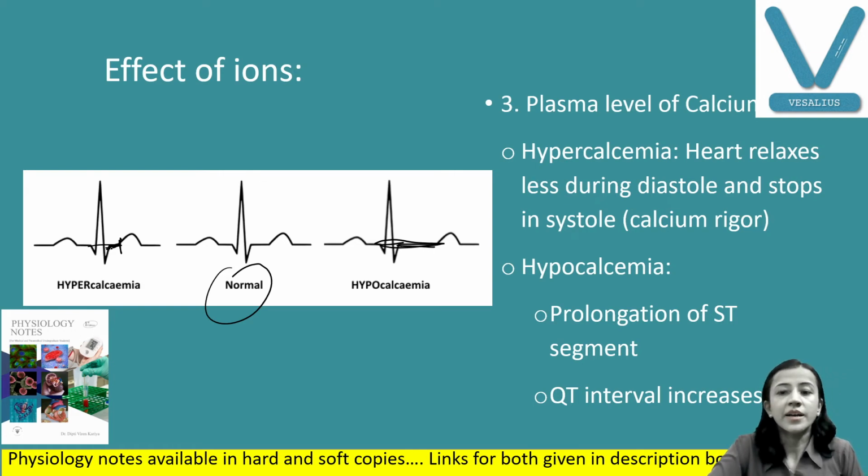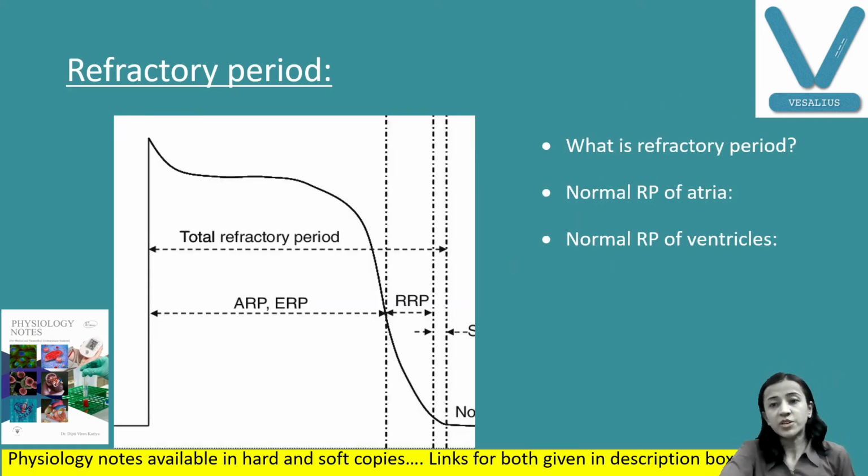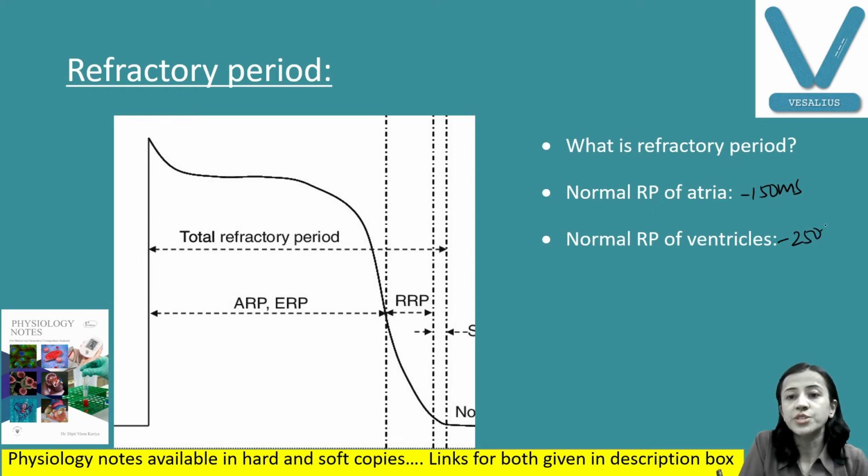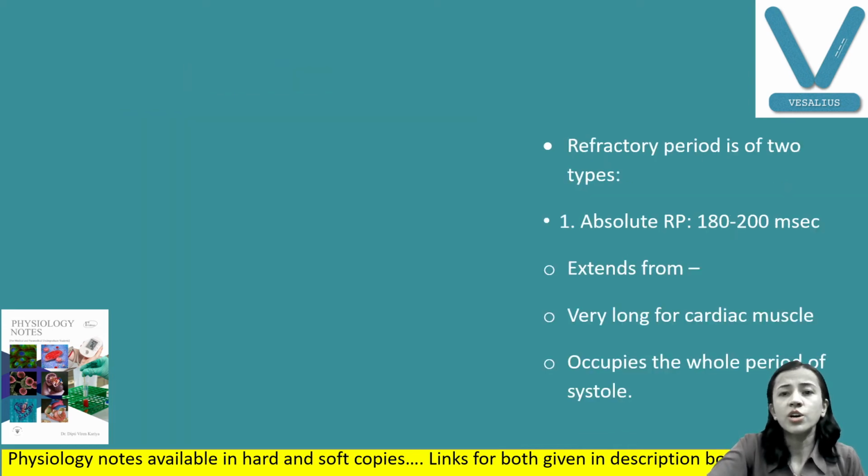Okay. Next property of the heart, that is refractory period. What is refractory period? It is the period during which cardiac muscle does not give response to any stimulus. Okay, normal refractory period of atria is 150 milliseconds, and for ventricle, that is 250 to 300 milliseconds. Now, what are the advantages of long refractory period?